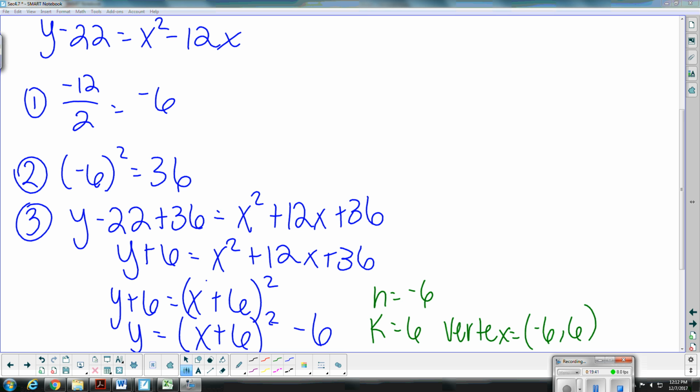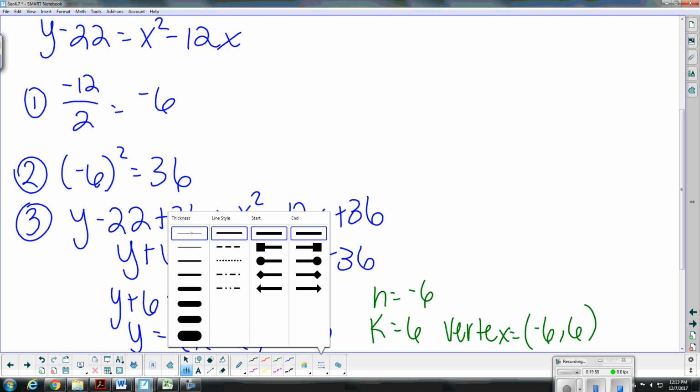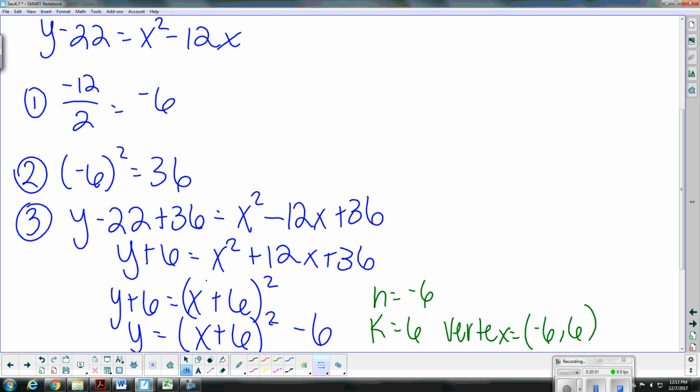Oh, I have to apologize. If you're checking your answer, I made a sign error. If you go back, when I rewrote, I wrote plus 12x, and it should be minus 12x. So it should be x squared minus 12x plus 36. So actually my squared term should be (x minus 6) squared.